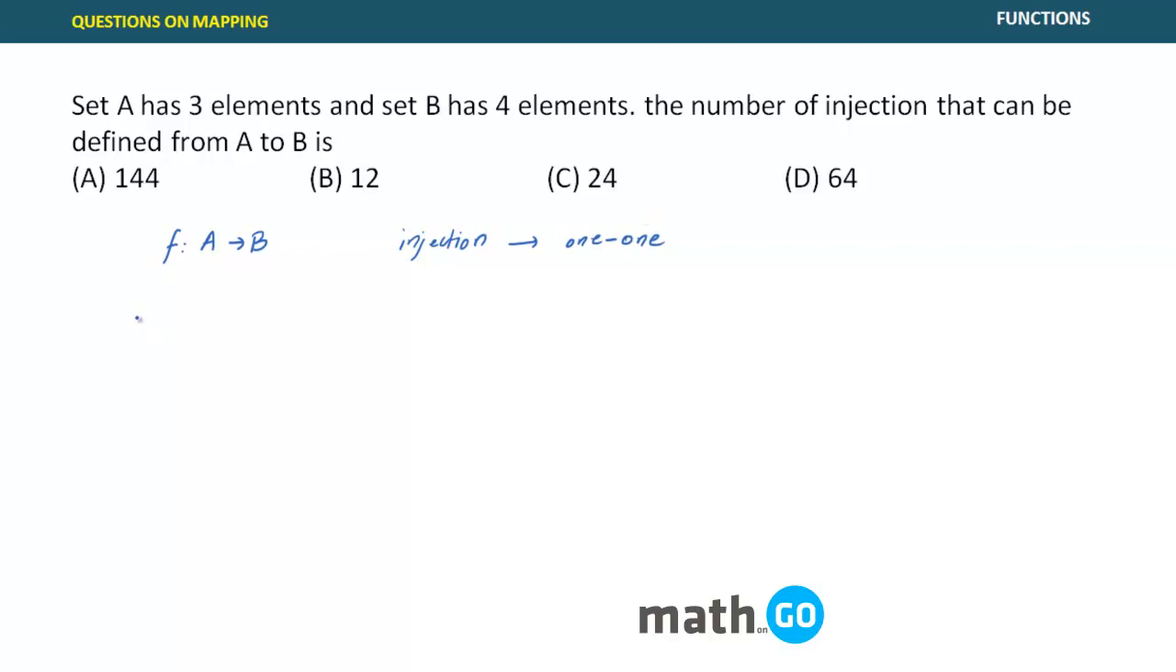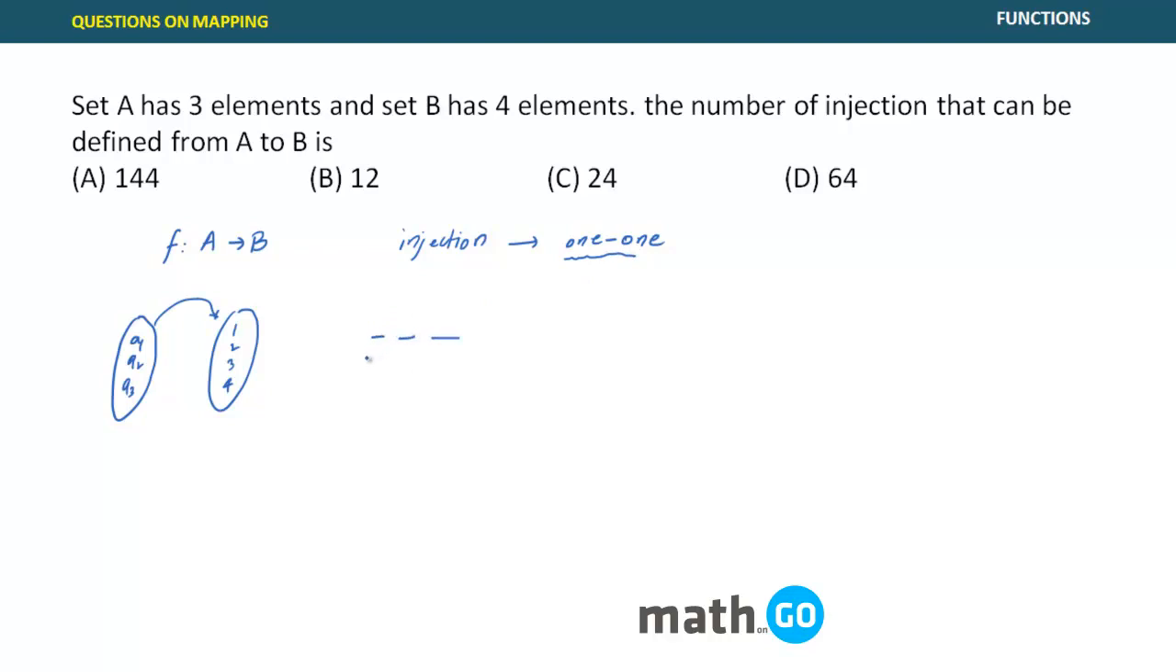So here if we start drawing, this is the set A and this is the set B, and there is a mapping from A to B, something like this. This has 3 elements, let's say A1, A2 and A3, and there are 4 elements, 1, 2, 3 and 4. You need to find how many 1-1 mappings are possible in this particular case. So just go about the dash problem I have just explained to you.